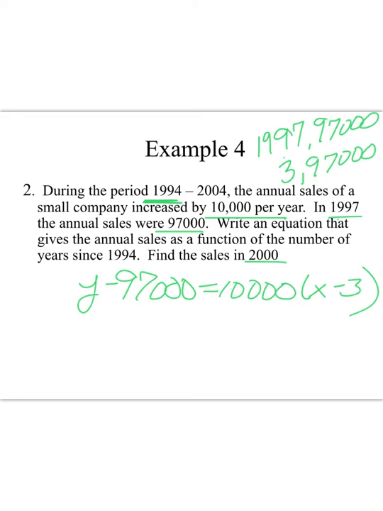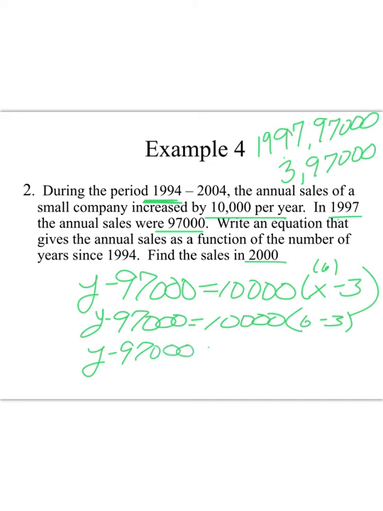It wants us to find those sales in 2000. Just like before, our starting point was 1994. So from 1994 to 2000, that's 6 years we're going to be plugging in for that x value, not 2000. So y minus 97,000 equals 10,000 times 6 minus 3. So y minus 97,000 will equal 10,000 times 3, and that would give us 30,000.